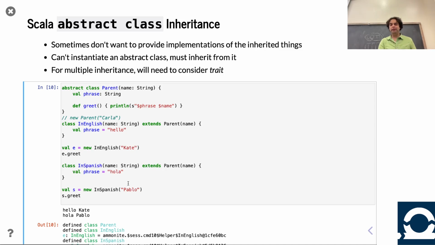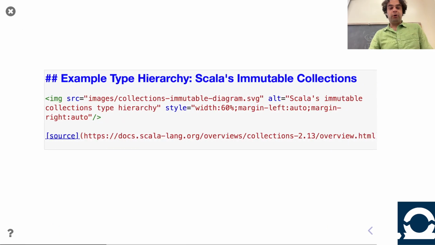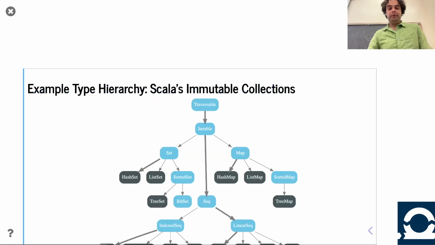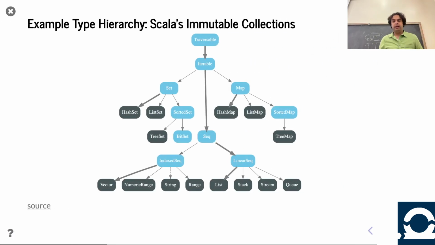If you're really excited about multiple inheritance, there's this thing called a trait we'll be covering later in this lecture. So already we have class and abstract class, and then to see how you might build a hierarchy of things with inheritance, let's take a look at Scala itself.